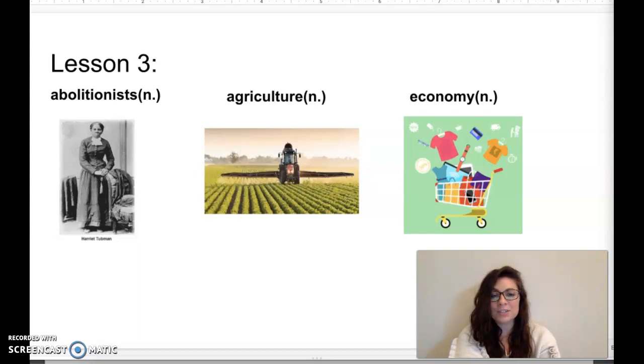Our second vocabulary word is the word agriculture. Say agriculture. Agriculture is the science of producing crops or farming.